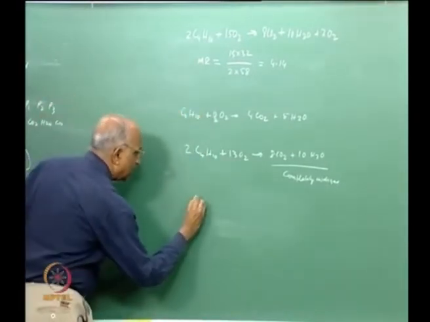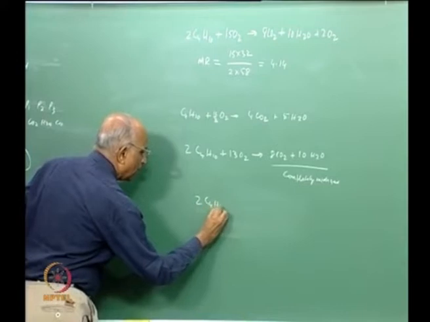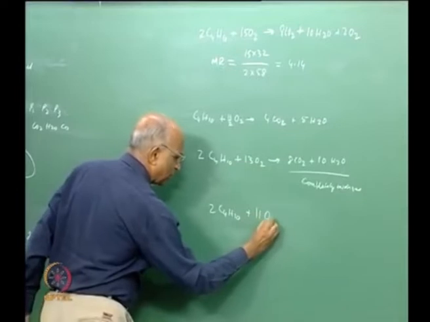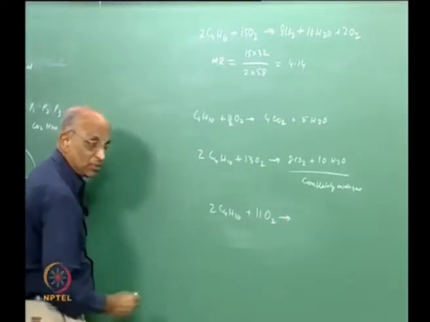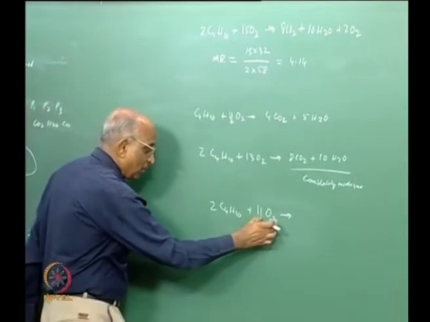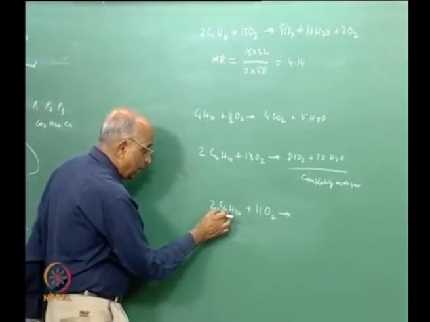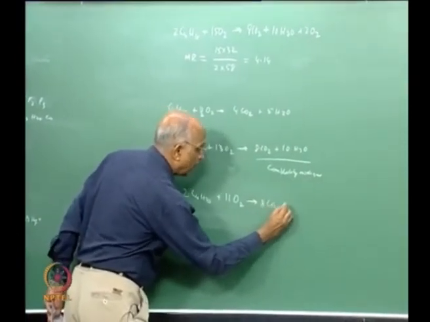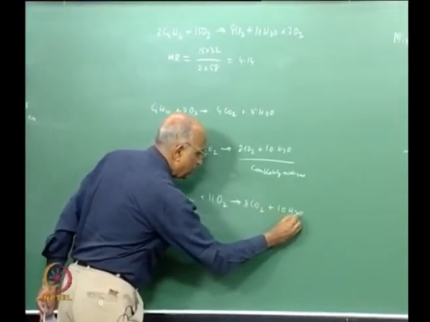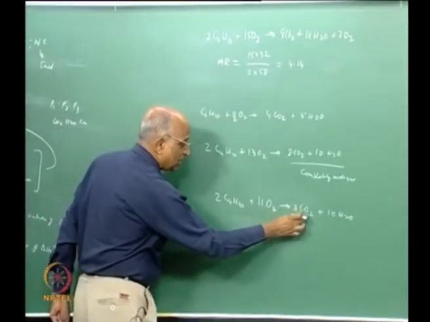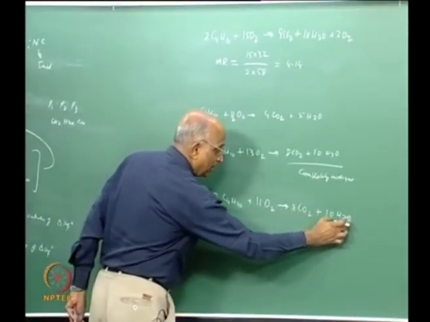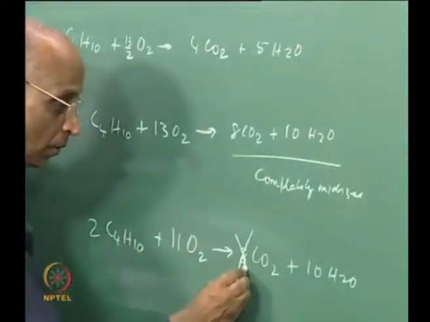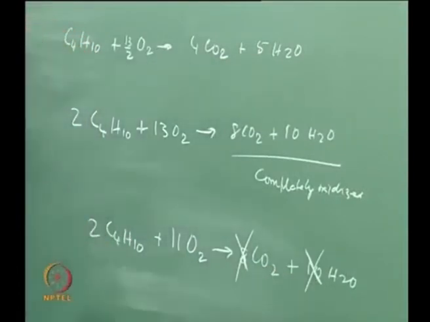I take the same reaction, 2C4H10 plus, now instead of 13 for stoichiometry, I give 11 of oxygen. That means I am starved for oxygen. If I am starved for oxygen, what is going to happen? I cannot get 8CO2 and 10H2O. The reason being, I need 16 plus 10, that means 26, whereas I have only 22. Therefore, this is not possible.